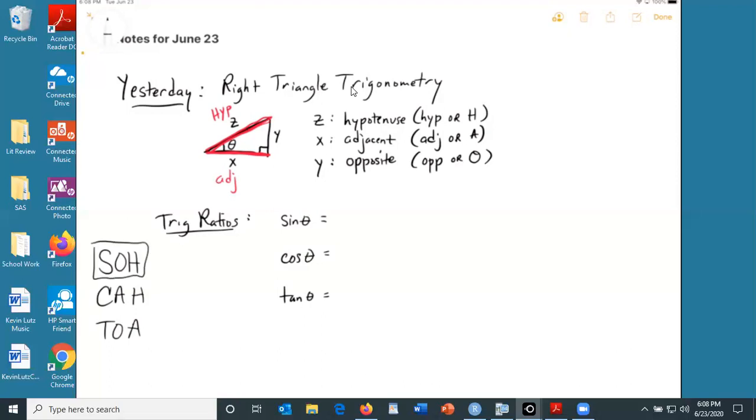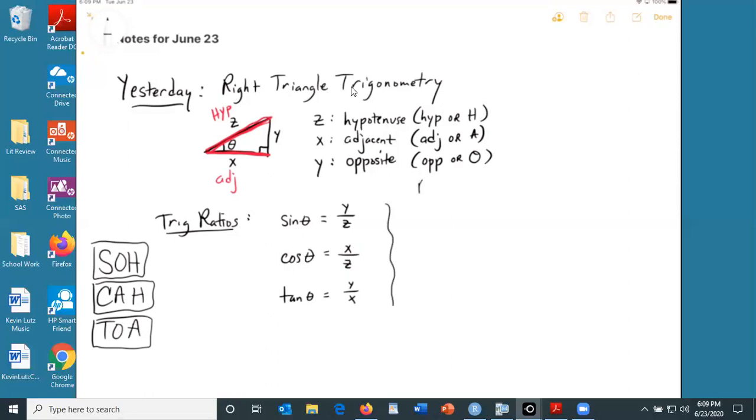So remember the first Q here from the acronym SOHCAHTOA. SOH, remember the S stands for sine, and O and H just means divide the opposite by the hypotenuse. So in this case, that would be side Y divided by side Z. The cosine ratio, CAH, means the adjacent divided by the hypotenuse, which would be X divided by Z. And then the tangent, or TOA, means opposite over adjacent. So that's side Y divided by side X.